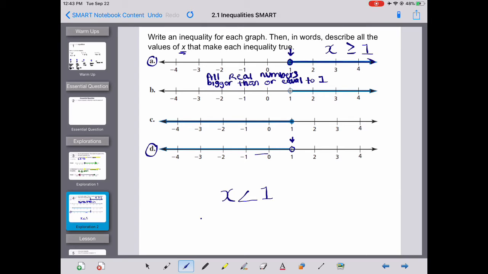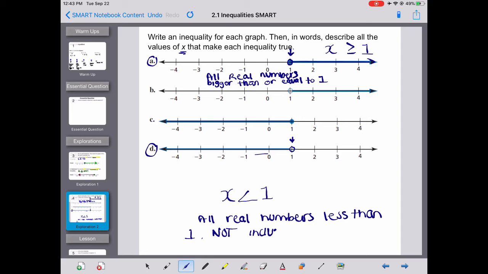So in words, this is all real numbers less than 1. And I would even specifically put not including 1. So when we look at that, we can think of numbers like 0.99999 as a solution, but 1 would not be a solution. Okay?